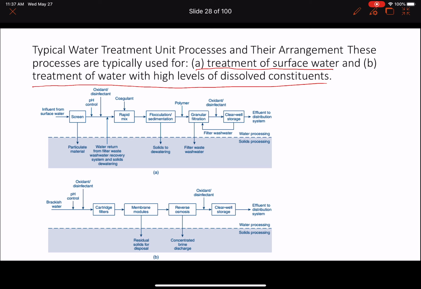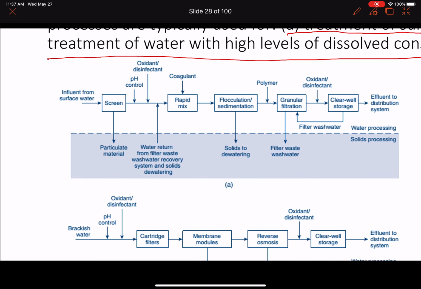In the US, the water that comes from rivers and lakes, they have to treat it before they send it to the public. So, for surface water, the influent comes from the surface water in pipelines to a screen. In the screen, they screen large objects, they screen particulate material out of the water. All this will come as waste, the particulate matter. The water will come without particulate matter.